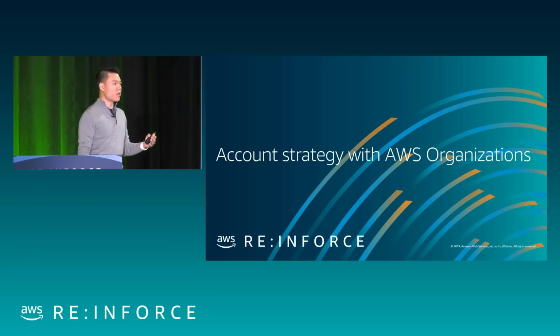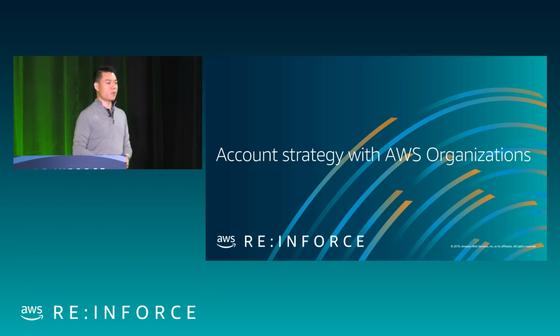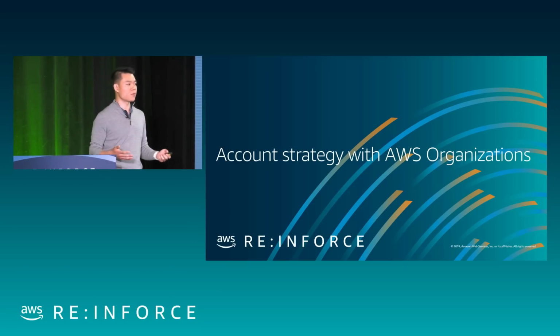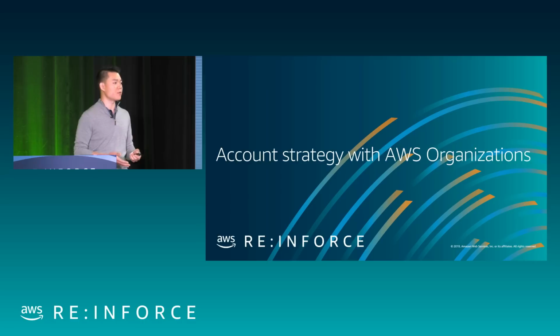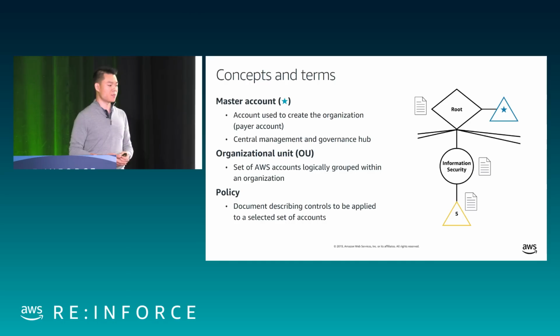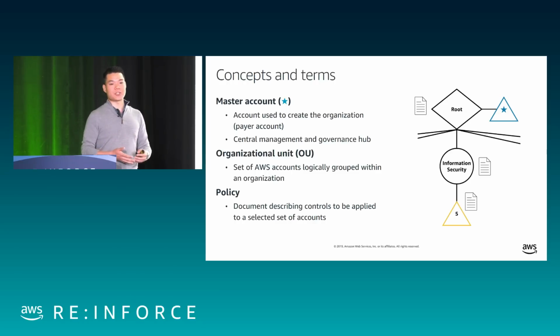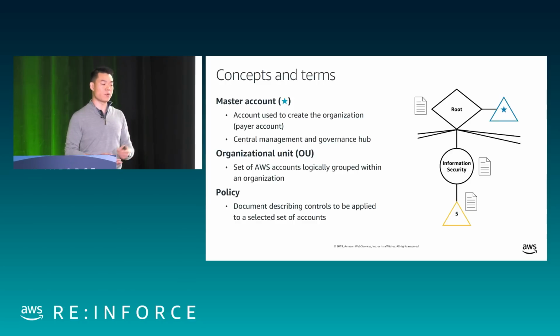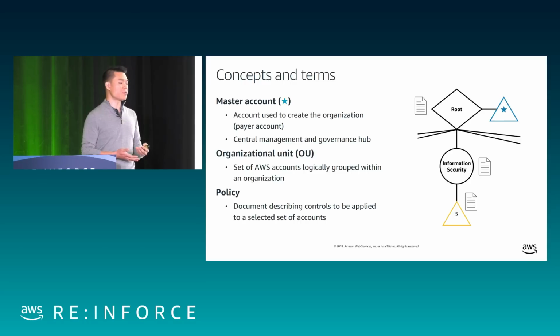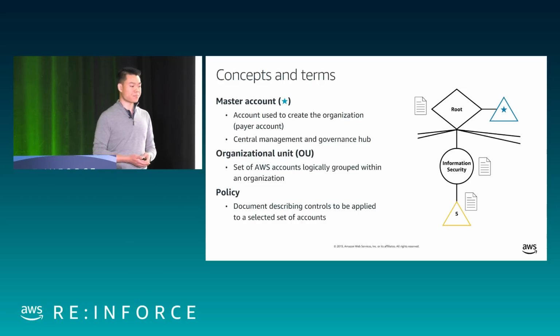The next thing that I want to talk about is an account strategy with AWS Organizations. But before we do that, I want to level set so that we're all on the same playing field on a couple of terms that we use when we're describing Organizations. The first one is the organization, which is all of the accounts that you currently manage and control. And you have the AWS account, which is the smallest unit of management in an organization. Your AWS account can only sit in one organization at a time.